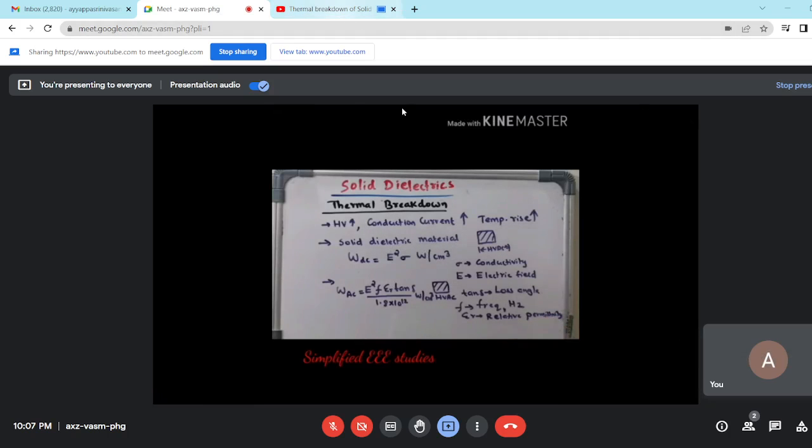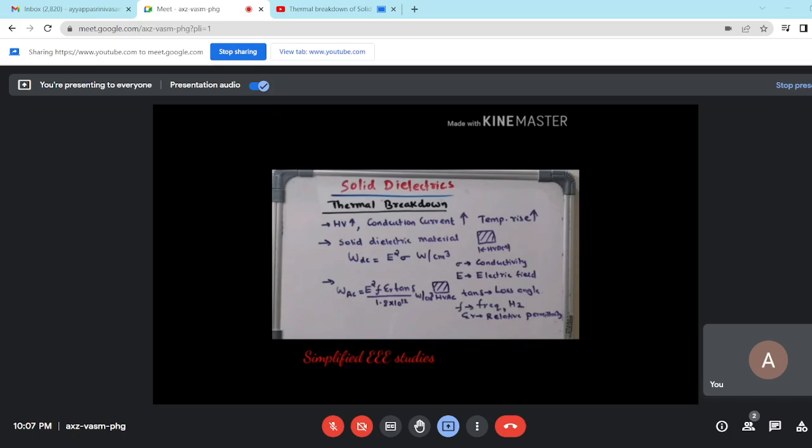Relative permittivity of a given solid dielectric material piece. This much amount of heat will be generated when you are applying high voltage AC. I hope you are understanding. WDC, the expression for WDC I have given. Similarly, I have provided the expression for WAC.